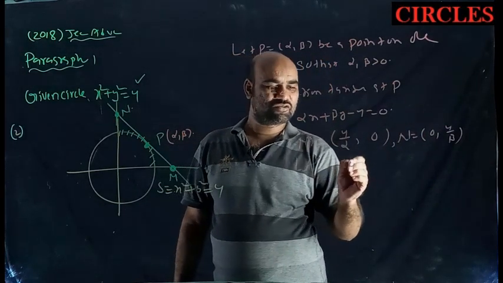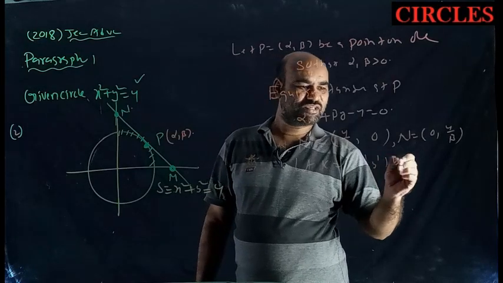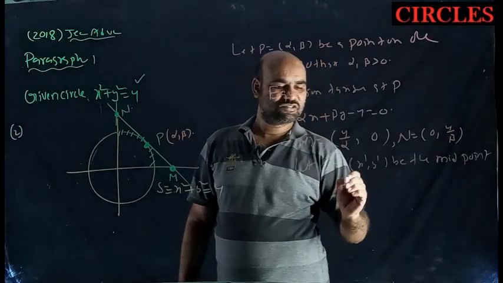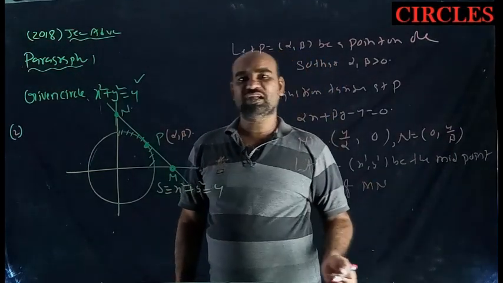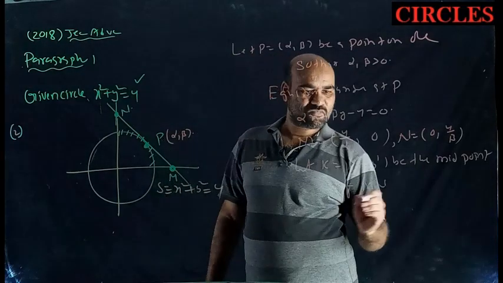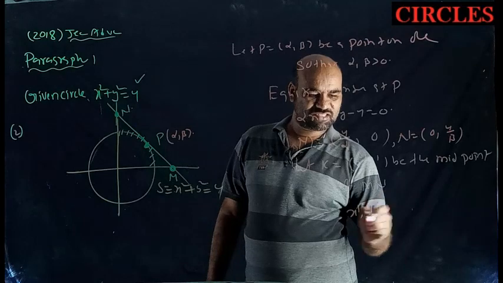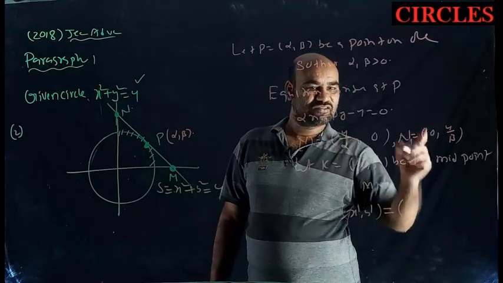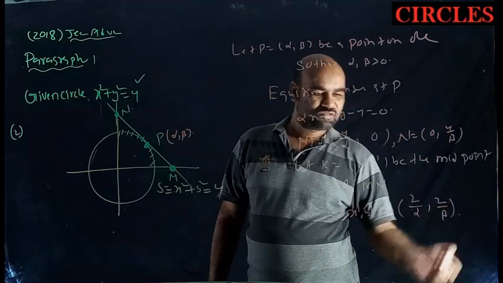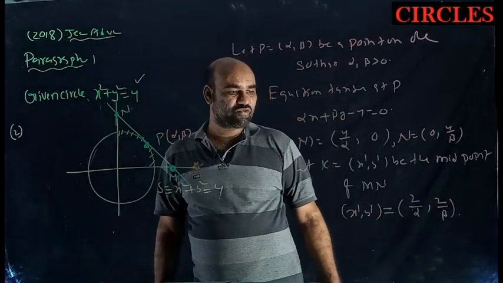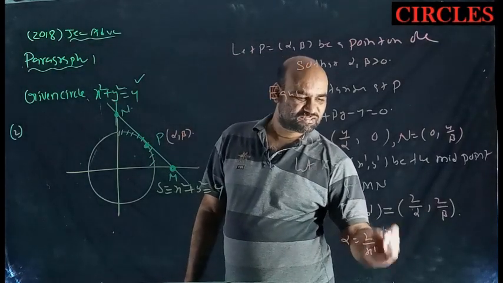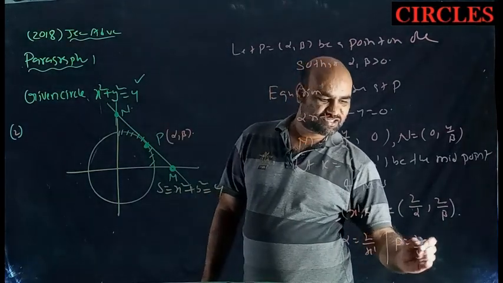Let K equal to x dash comma y dash be the midpoint of MN. So you want to create the relation between x dash and y dash, the locus equation of the midpoint. So x dash comma y dash is nothing but 2 by alpha comma 2 by beta. Here alpha is nothing but 2 by x dash and beta is nothing but 2 by y dash.